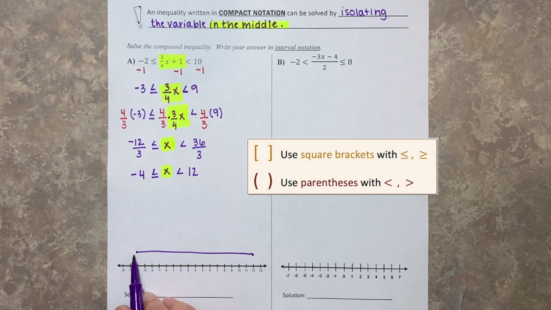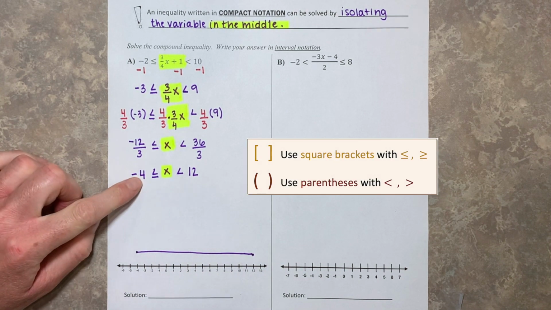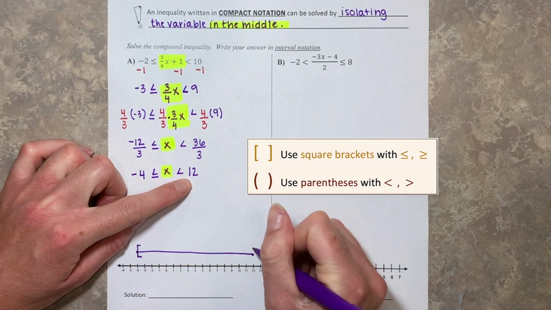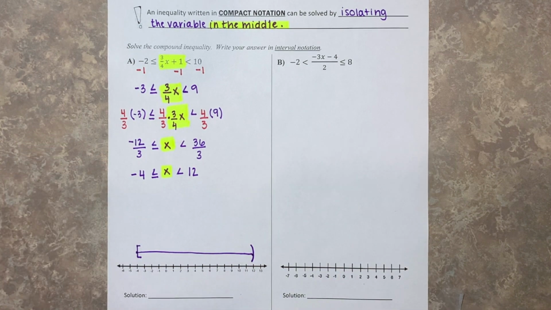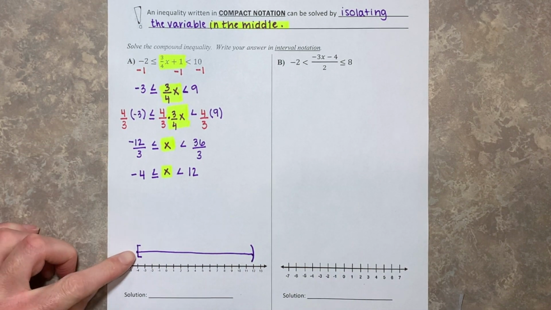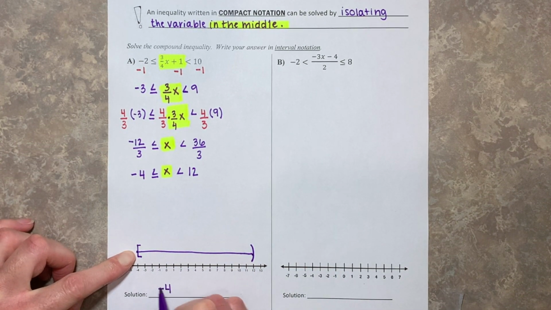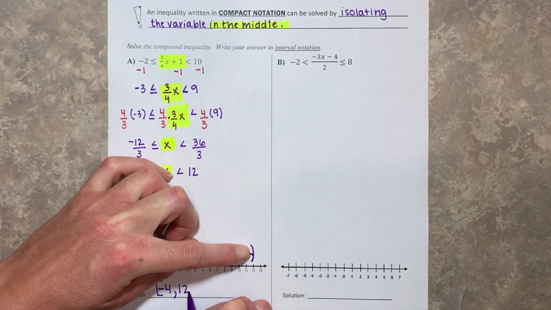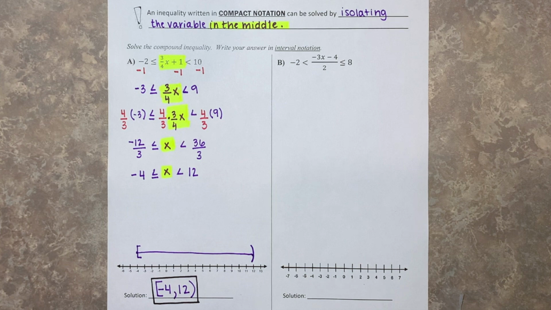And then we just have to decide if we use parentheses or brackets. Next to the -4, we'll use a bracket. And next to 12, we use a parenthesis. To write this in interval notation, we'll start with the lowest endpoint, which is -4, and we'll use a bracket, put a comma, and then we'll list the highest endpoint, which is 12. Let's try one more example.